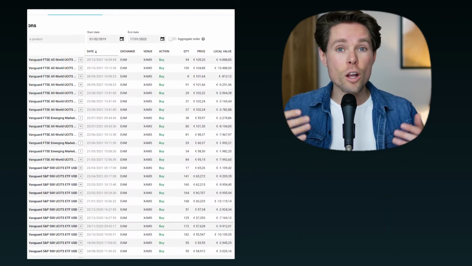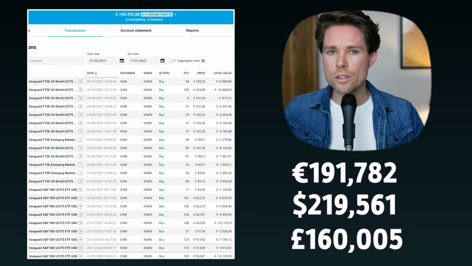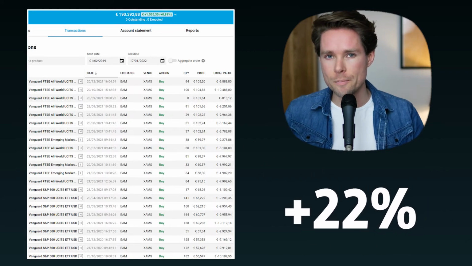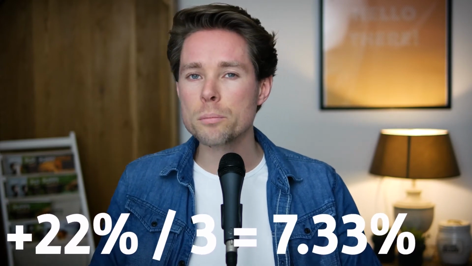And as you can see, and as I already told you, this account is now worth 191,782 euros, an increase of 22%. And dividing 22% by 3 years, because I started in 2019, is a return of 7.33% per year on average. Of course, it is a bit of a distorted image because I added most of my money, the 150,000 euros, since October 2020. So some people stopped adding new money to their investments because we're at a market's all-time high.